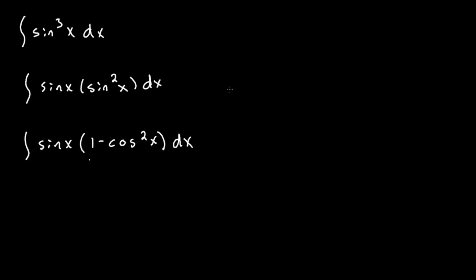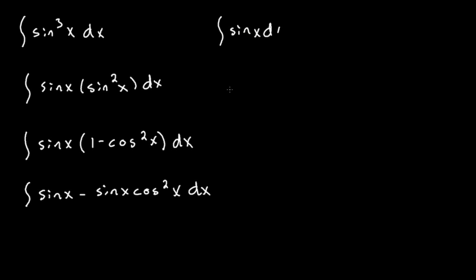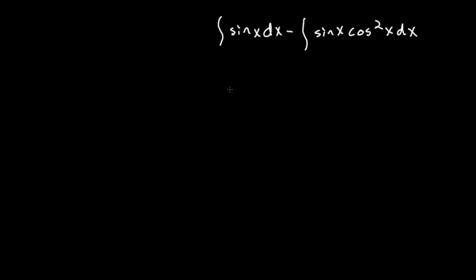All right, now that you have this, you can distribute the sine into everything. So you can distribute the sine into here, so you get sine times 1, which is just still sine, and sine times cosine squared, which is sine of x cosine squared of x dx. Per the integral rules, we can separate the integral if it has different terms. So sine of x dx minus sine of x cosine squared of x dx. All right, let's erase the rest here. Let's solve for this integral now.